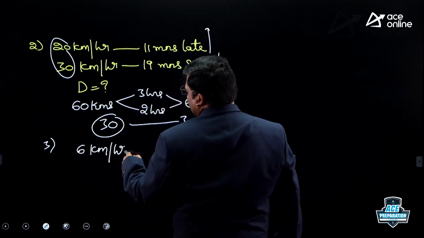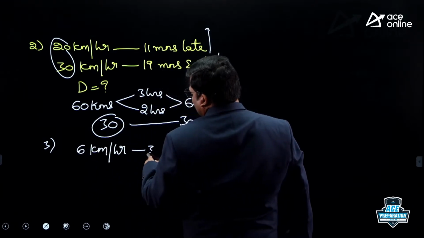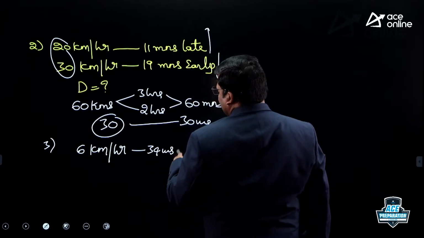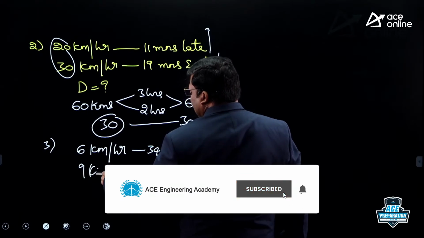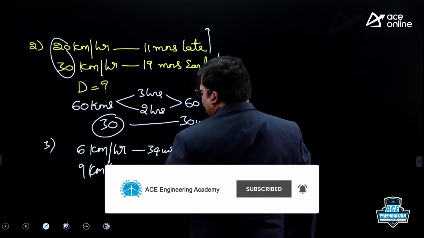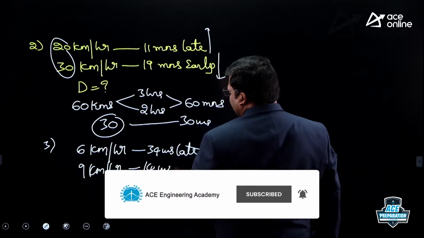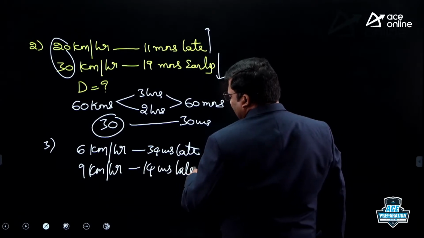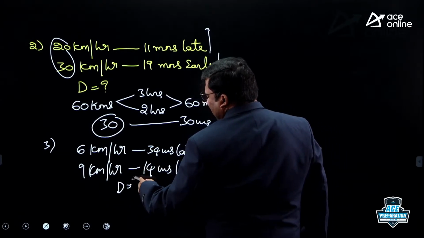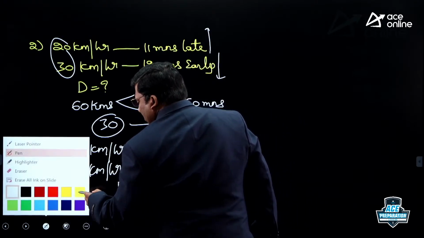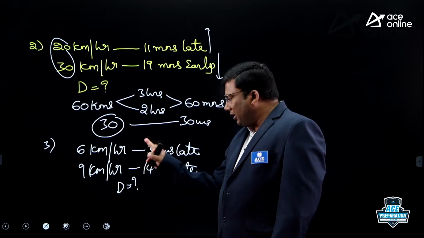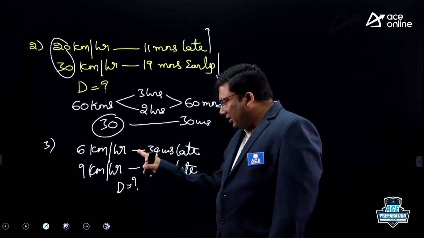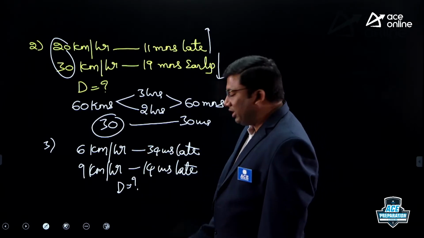6 kilometers per hour, 34 minutes late. 9 kilometers per hour, 14 minutes late. Find the distance from home to office. 6 kilometers per hour, 34 minutes late. 9 kilometers per hour, 14 minutes late.